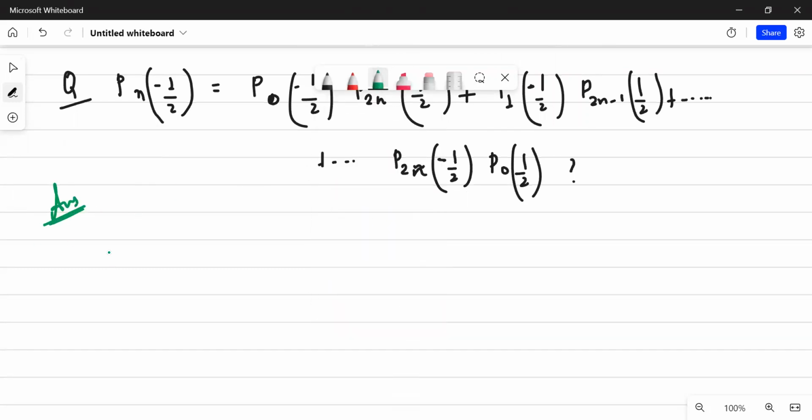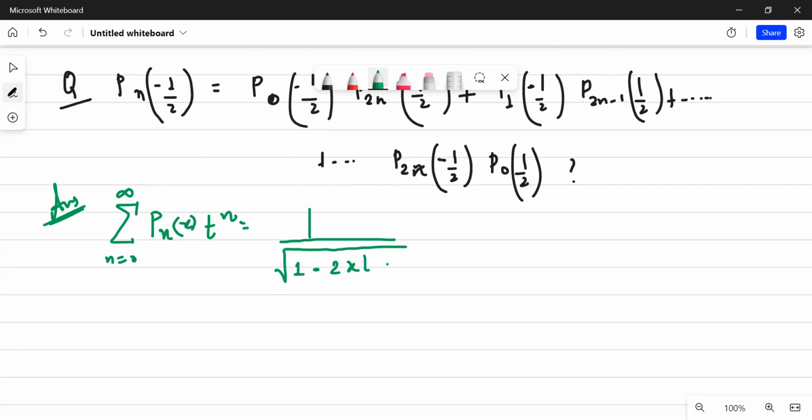So answer. So I already know that my generating function for the Legendre's polynomial is given by 1 upon रूट ओवर 1 minus 2xt plus t square. This will give you if you try to binomially expand it, you will get this. Is that clear? Now what is asked, it is asked that you want to find minus half.